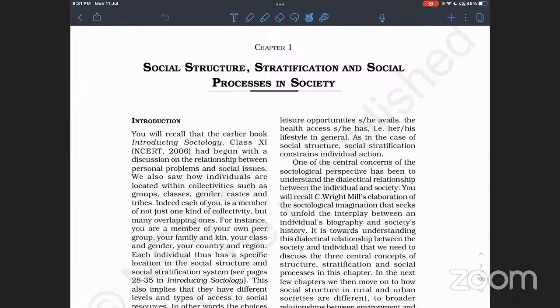So, with this brief discussion, I told you what a social structure is and examples of social structure like caste system, patriarchy, marriage, family, religion, kinship, political organization, economic organization. All these are various examples of social institutions which are a part of the social structure, and these social institutions interact with each other and become part of the social structure.